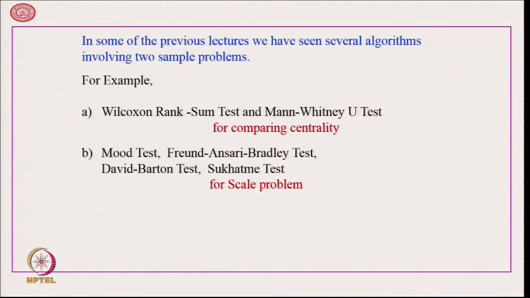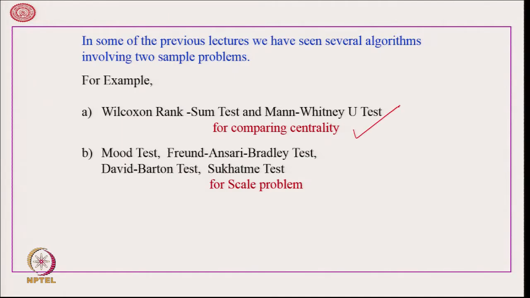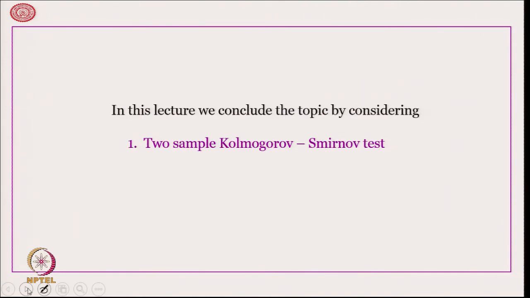In some of our earlier lectures, we have seen several tests for two samples. For example, we have studied Wilcoxon rank sum test and Mann-Whitney U test for comparing the central locations of two populations. We have also studied, for the scale problem, Mood test, Freund-Ansari-Bradley test, David-Barton test and Sukhatme test, etc. In this lecture, we shall conclude the topic by studying some more tests.